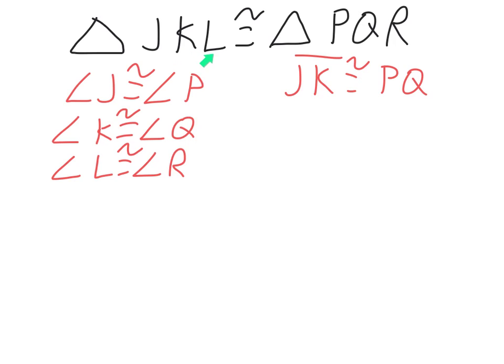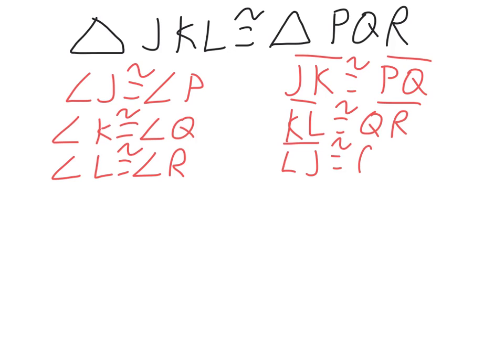Then KL are next to each other, and QR is in the same order. So KL is congruent to QR. Now for the last one, they're not next to each other, but they're both on the ends. So LJ is congruent to RP. The last one, then the first one. So LJ is congruent to RP.